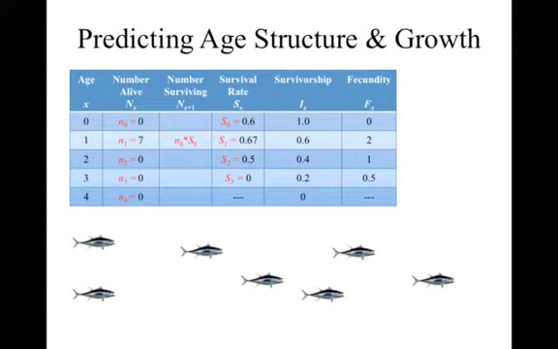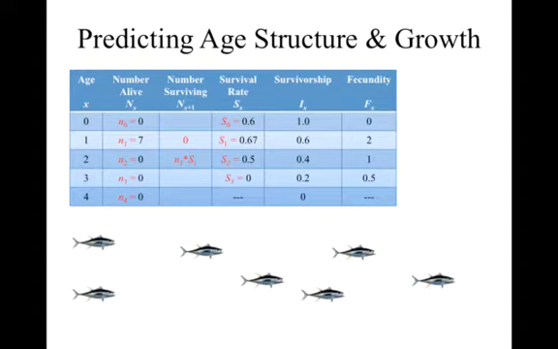So here I've got no year 0 fish. The probability that they survive is 0.6. Doesn't really matter because there's none of them. And so I have no year 1 fish next year. I don't expect any year 1 fish next year because I had no year 0 fish this year. All right, let's go to the next line.